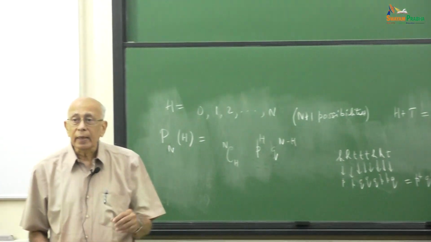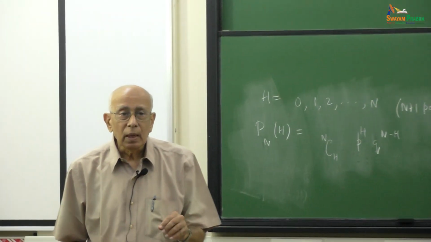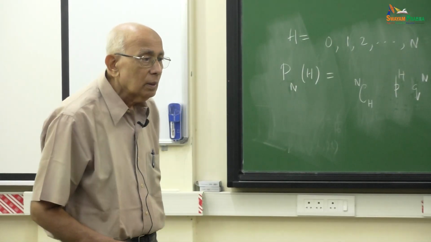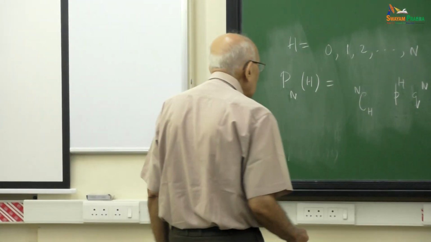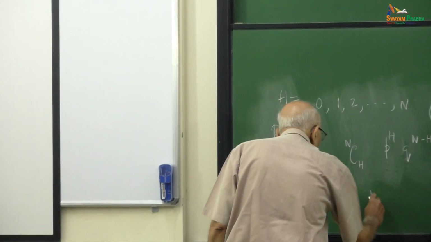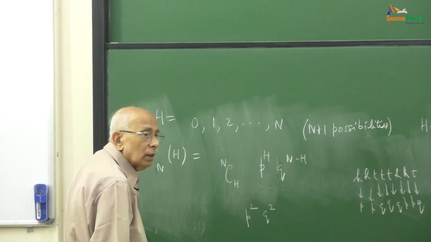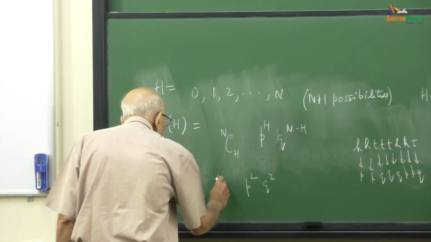Suppose you apply it to the case when you had 4 coins and we wanted to know the probability that you have 2 heads. What would you do? You want 2 heads, so you have p squared. You want 2 tails, so you have q squared out of 4 coins. And then you have 4C2.